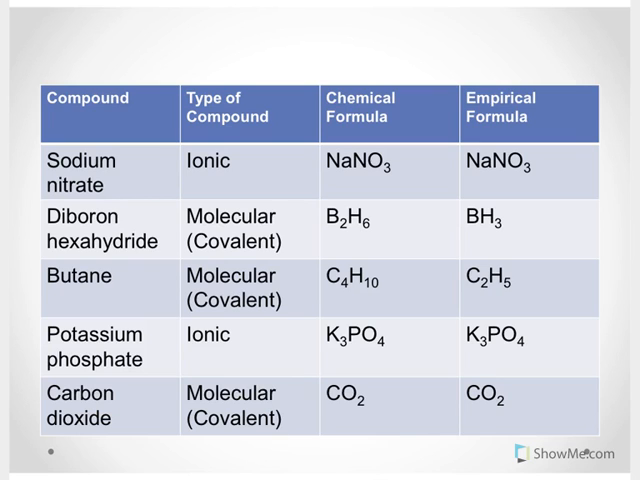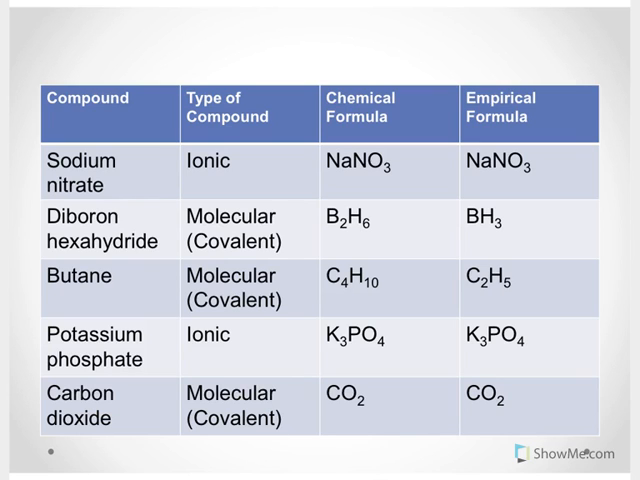Now here's a table that gives you examples of a few different types of compounds. What I want you to notice is, if you look first at the ionic compounds, the chemical formula matches the empirical formula, because the chemical formula for ionic compounds is already in its smallest whole number ratio. In the case of sodium nitrate, you have 1 sodium, 1 nitrogen, and 3 oxygen. That's a 1:1:3 ratio, which cannot be reduced to anything lower, so the empirical formula is going to be identical.